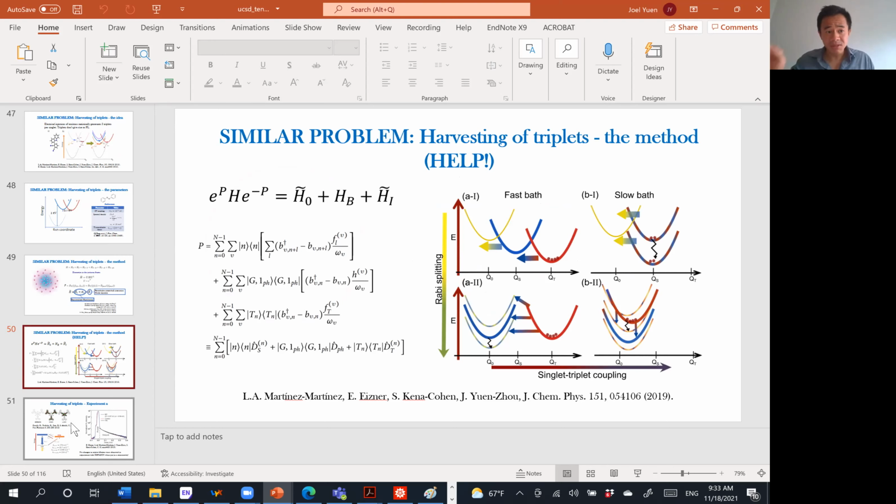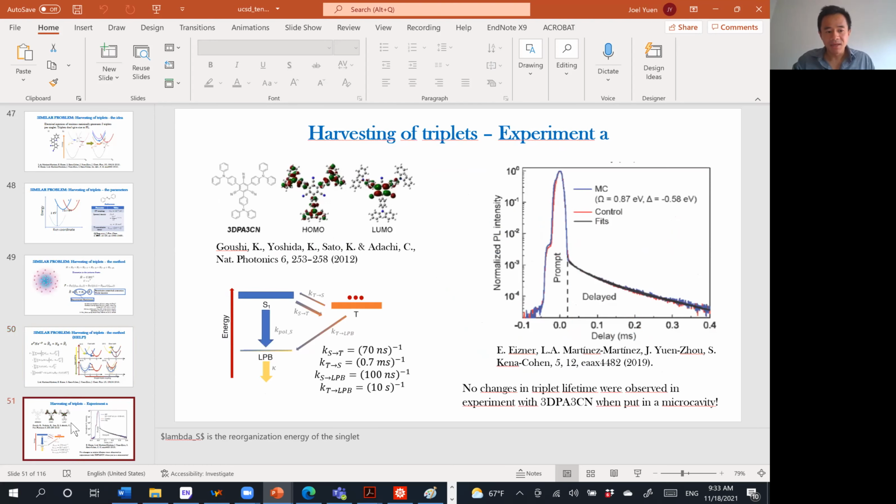Okay, so that's kind of roughly the idea. And there are many regimes of reactivity that you can see. But the important thing is that in the experiment, my colleague Stefan saw no changes in the delayed fluorescence of this dye that was a so-called TADF dye. It's called thermally activated delayed fluorescence dye. Okay, and the reason is very simple. When you plug in numbers and ask what is the rate going from triplet to lower polariton branch, the rate is 10 seconds to the -1, which is an absurdly small number.